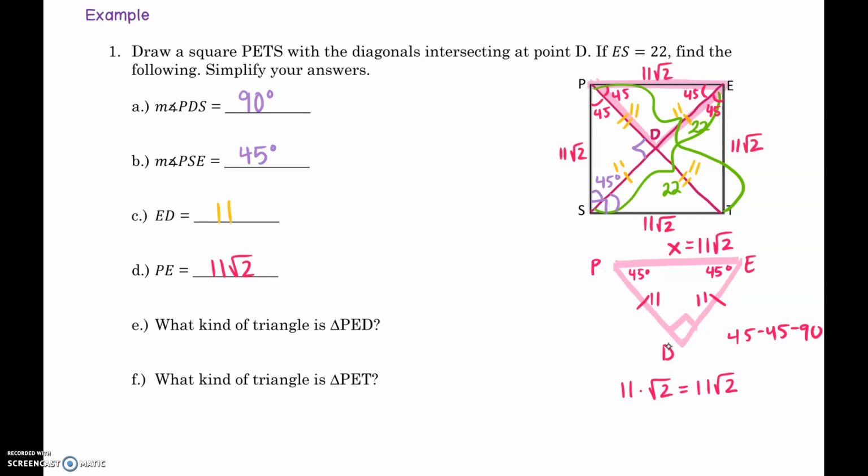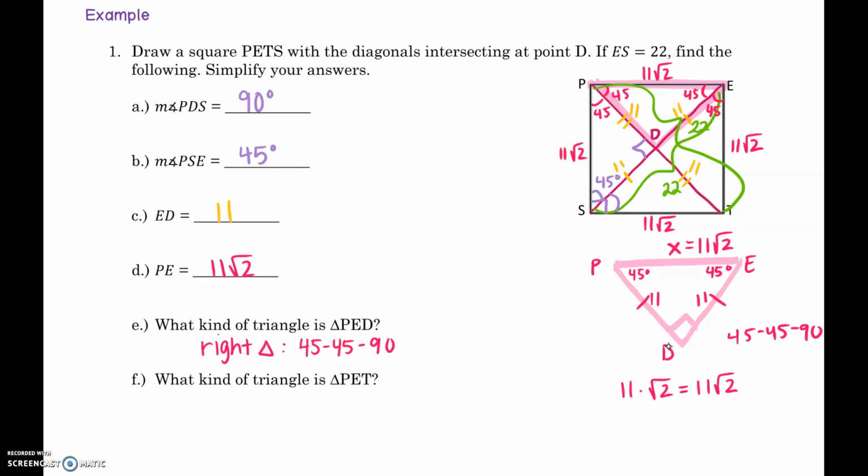For part E, what kind of triangle is triangle PED? So we just said it's a right triangle, and specifically, it's a 45-45-90 triangle. So we have a right triangle, 45-45-90.